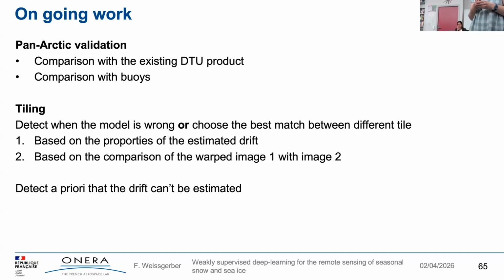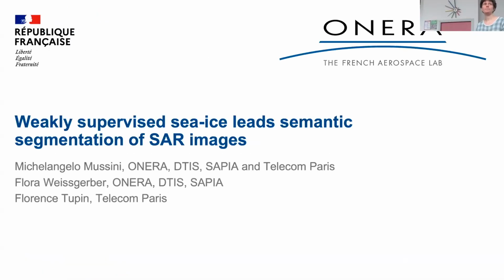So the first idea is to work on the properties of the estimated drift. As I said, when it's clearly wrong, we can do that. And then it's based on the comparison with the warped image one, compensated for the motion. Globally, it's also kind of working, except when we have illumination change. In that case, the algorithm says that it doesn't work even when it is working. So we have a bit of work to do on that part. Another idea would be to detect, before applying CRAFT, whether the drift can be estimated. That would also be quite helpful.